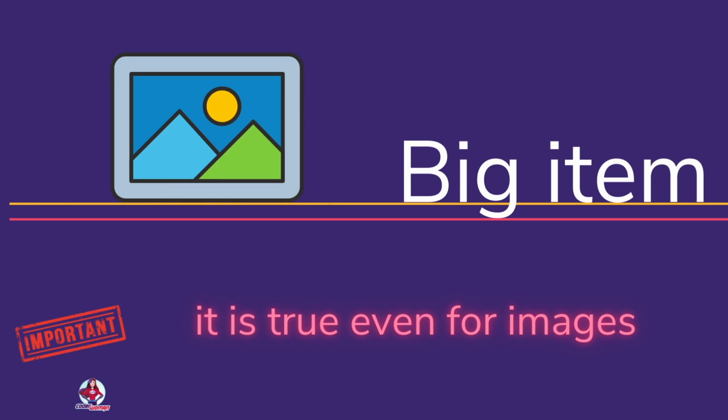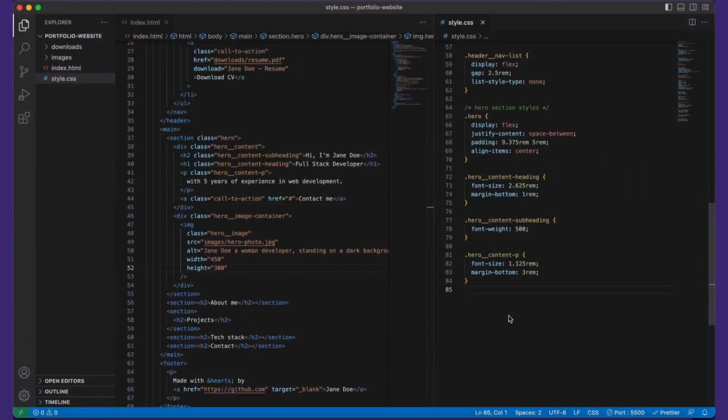So now we know why this space is there. How do we remove it? We can change the display value to block. This makes the element fill the whole space and leaves no extra space below.